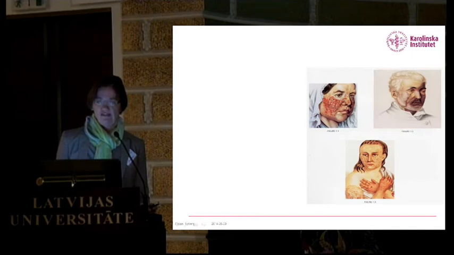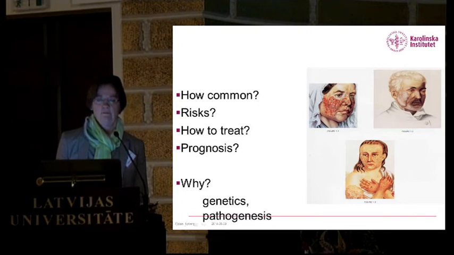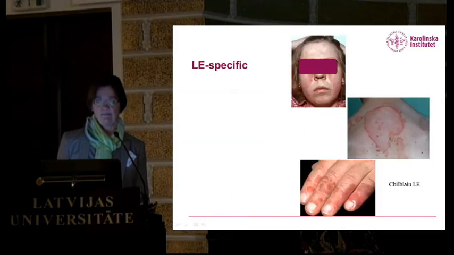Now in lupus, these are old pictures that I always show, but I think it's relevant to show that we still are looking for these 5 questions on the picture. How common is this disease? What risks are there? These are the questions that the patients ask themselves. How should we treat it, and what is the prognosis, and why did I get this disease?